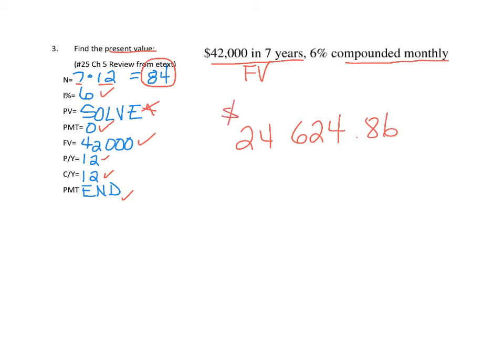So if you deposited $24,624.86 today at that interest rate and left it for 84 months, then this would be how you would have $42,000 in 7 years.